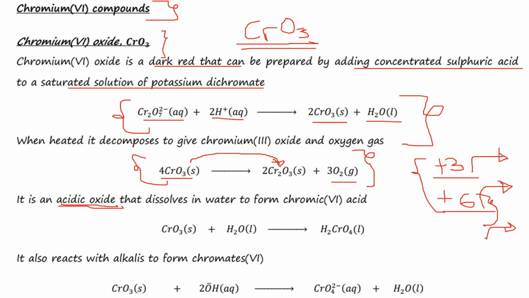Now looking at another component, you are going to say that chromium(VI) oxide reacts with alkalis, forming the chromate(VI) ion. You may remove this S and you just say chromate(VI) ion. So when you react chromium(VI) oxide together with an alkali, we form what we call the chromate(VI) ion, which is written in this form, together with evolution of water.